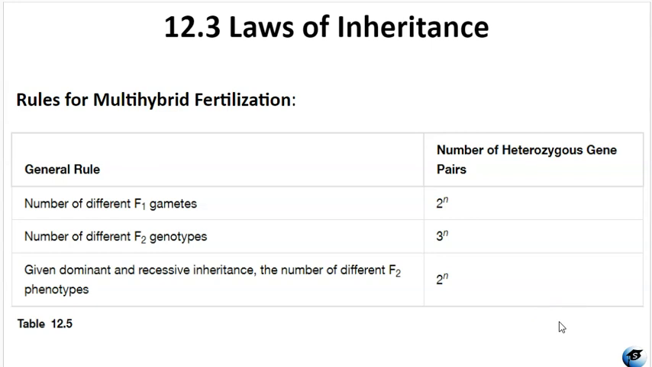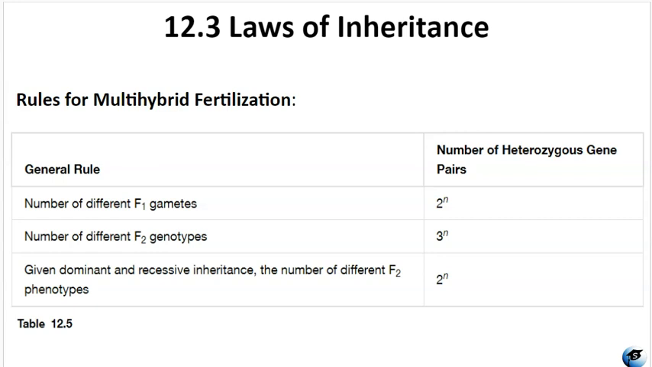So it utilizes the product rule and considers the alleles for each gene separately. So in a tetrahybrid cross between heterozygotes for all 4 genes, the probability of offspring being homozygous recessive for all 4 alleles is 1/4 times 1/4 times 1/4 times 1/4, which is 1 out of 256. And then the probability of offspring having the dominant phenotype for all 4 loci would be 3/4 times 3/4 times 3/4 times 3/4, which is 81 out of 256.